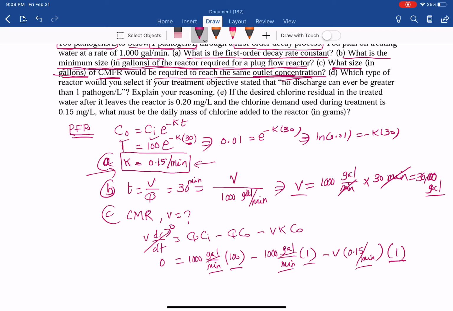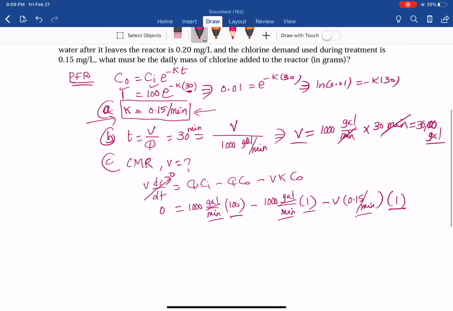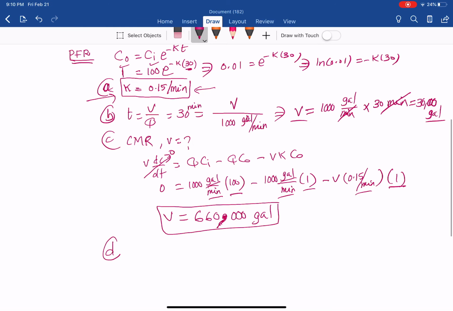So it will be like this, and the volume in gallon, if you rearrange the equation, it will be 660,000 gallon. Okay, so we finished C. Now let's look at the next question.